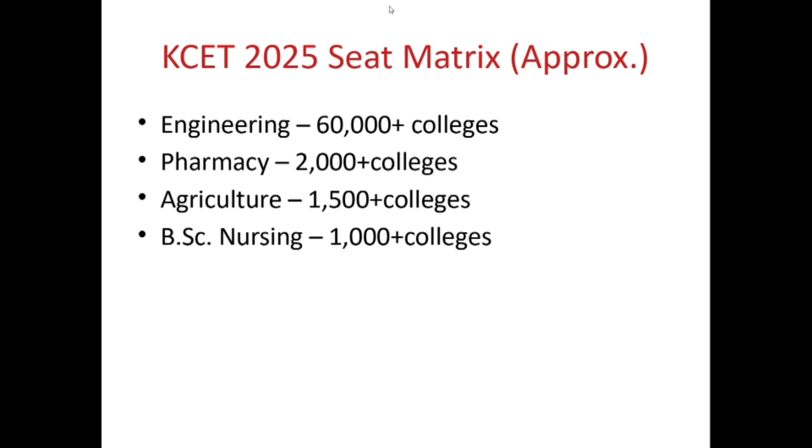Seat Matrix 2025, expected. Here's a quick look at the expected seat matrix for KCET 2025, based on past trends. Expected seats, course and approximate seats: Engineering 60,000 plus. Pharmacy 2,000 plus. Agriculture 1,500 plus. B.Sc Nursing 1,000 plus. The official seat matrix will be released on the KEA website before option entry begins.